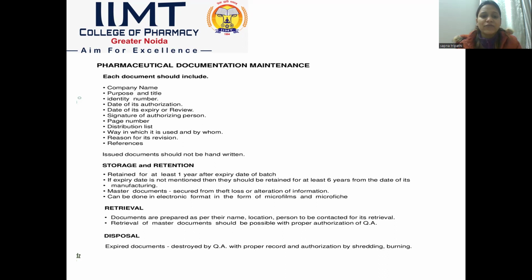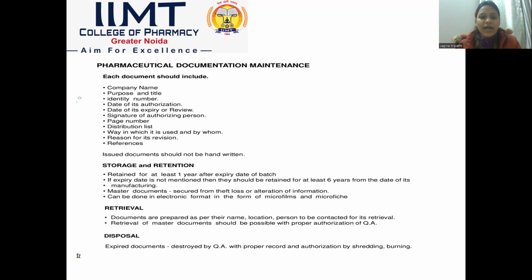Documents are retained for at least 1 year after the expiry date of the batch, and if the expiry date is not mentioned, then they should be retained for at least 6 years from the date of manufacturing. Master documents are secured from theft, loss, or alteration of information, and this can be done in electronic format in the form of microfilm or microfiche. Next, retrieval.